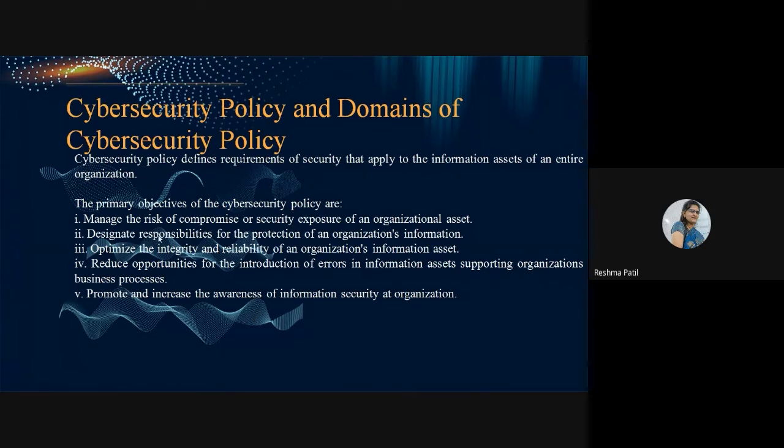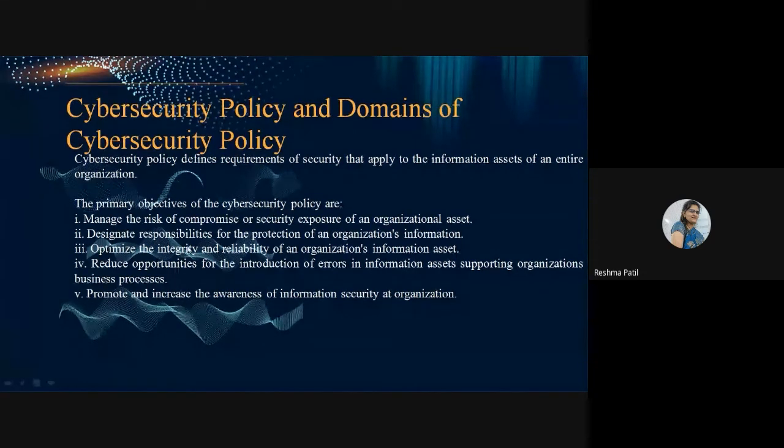Why we need cybersecurity policy? This is the document. Every organization has this document. So what that document will contain is mentioned here. What are the objectives? On the basis of those objectives, we will think about what will be the content of that document. So every control will be there in this policy document. What controls we are going to apply, where we have to apply them, who is responsible for that. So everything is mentioned under this cybersecurity policy.